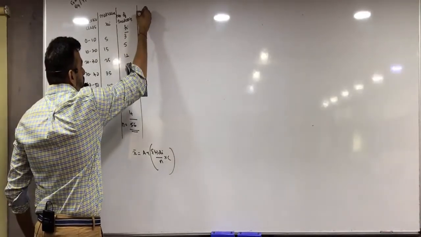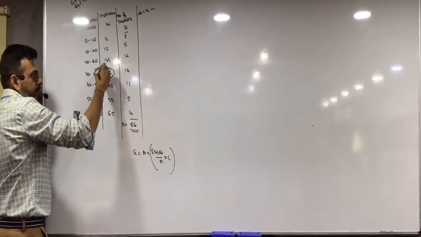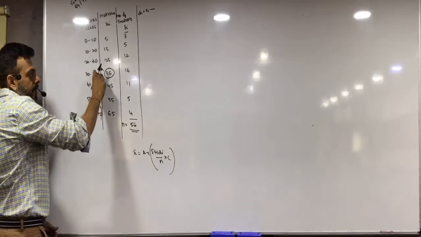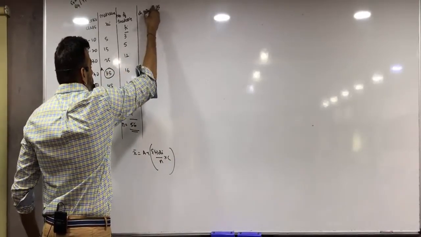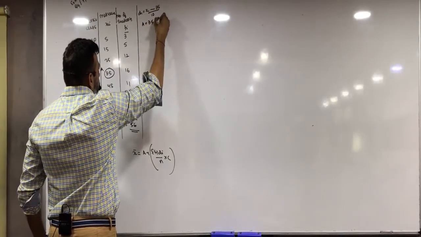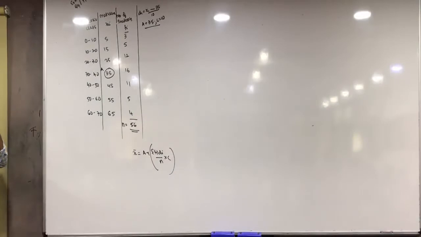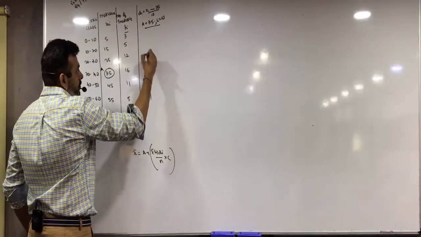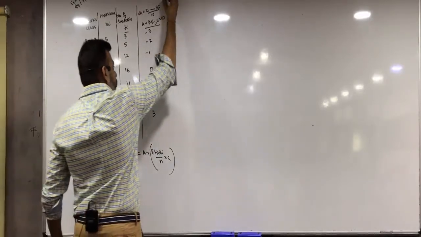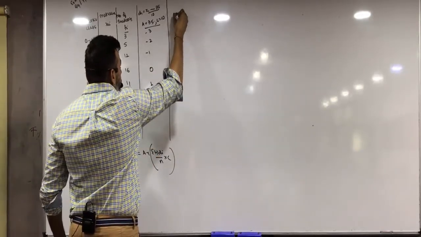di is equal to xi minus, what to take, assuming 35? So a. A is 35. Class length is 10. So I write over here a is equal to 35, c is equal to 10. Don't forget this. So this will be 0, minus 1, minus 2, minus 3, 1, 2 and 3. I want Fi into di. So Fi di.